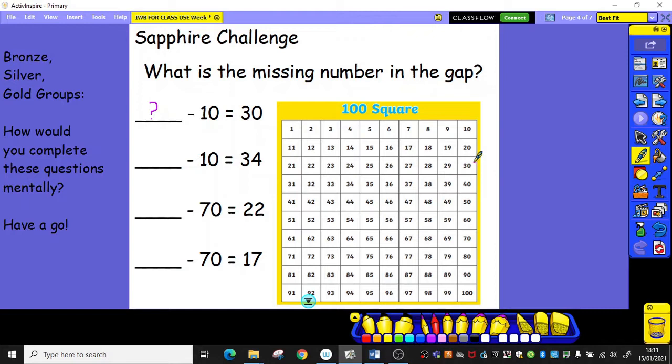Well, if we use the 100 square as an example to help us find the answer. If my answer is 30 and I took away 10 to get to 30, then I know that my answer is going to be bigger than 30 because I subtracted 10 to get the answer 30. So if I subtracted 10 to get the answer, I can do the inverse, which is the opposite, and I can add 10 to find my starting number. As we know, I don't need to count 10 on the 100 square. It is simply going to be the number above. So 30 add 10, the answer is going to be 40.